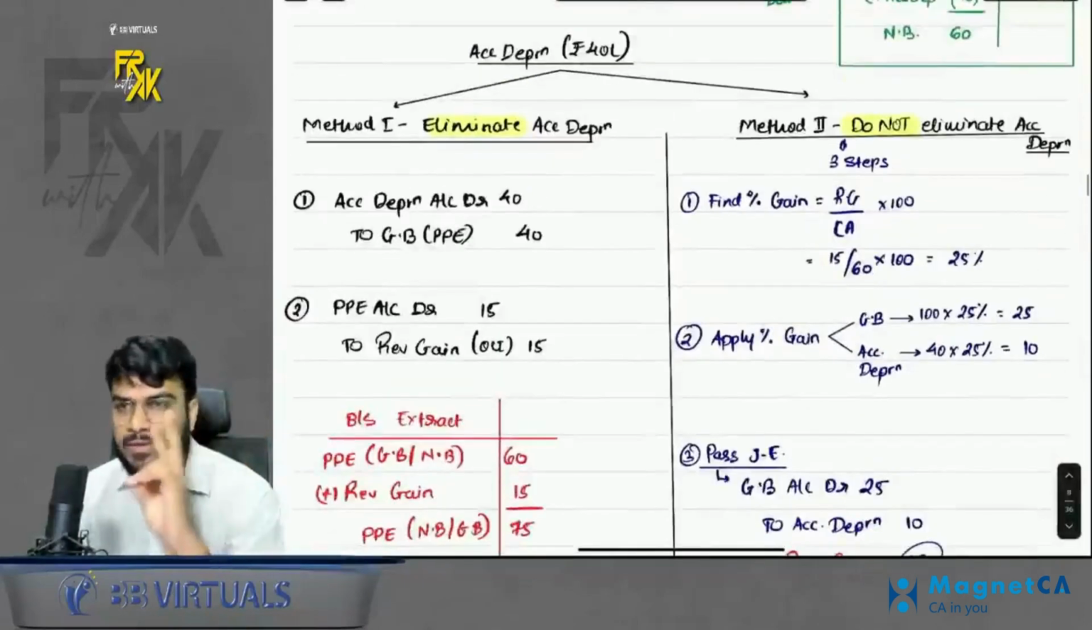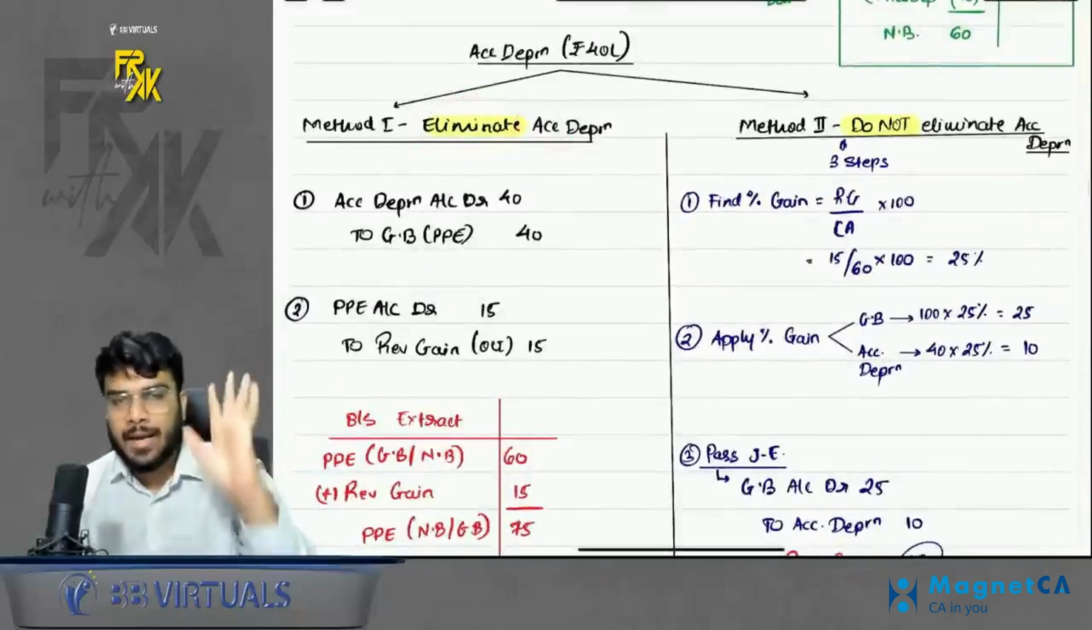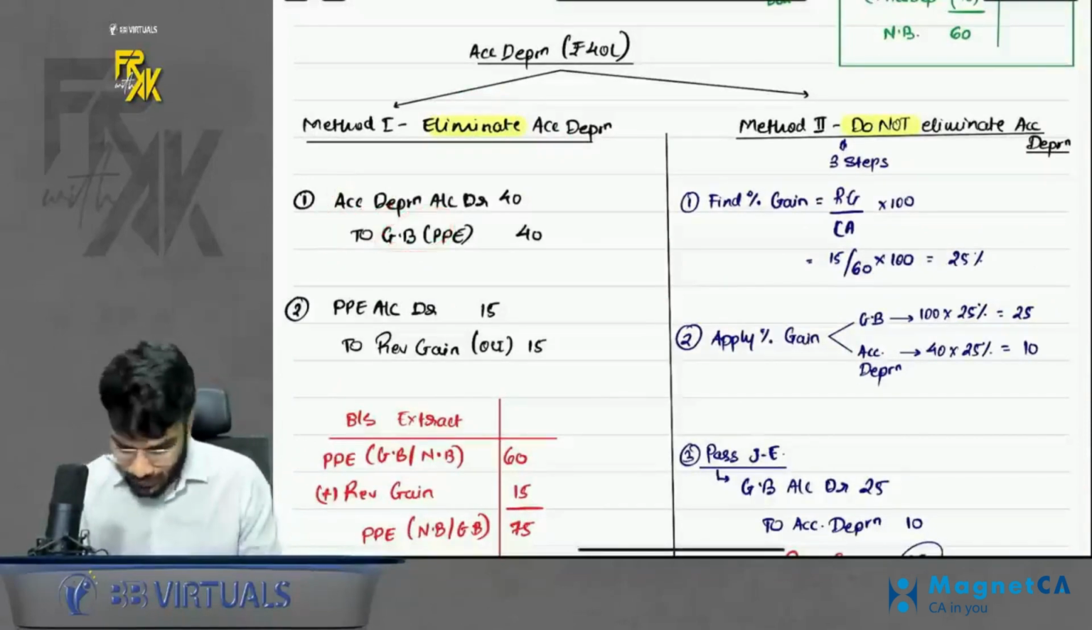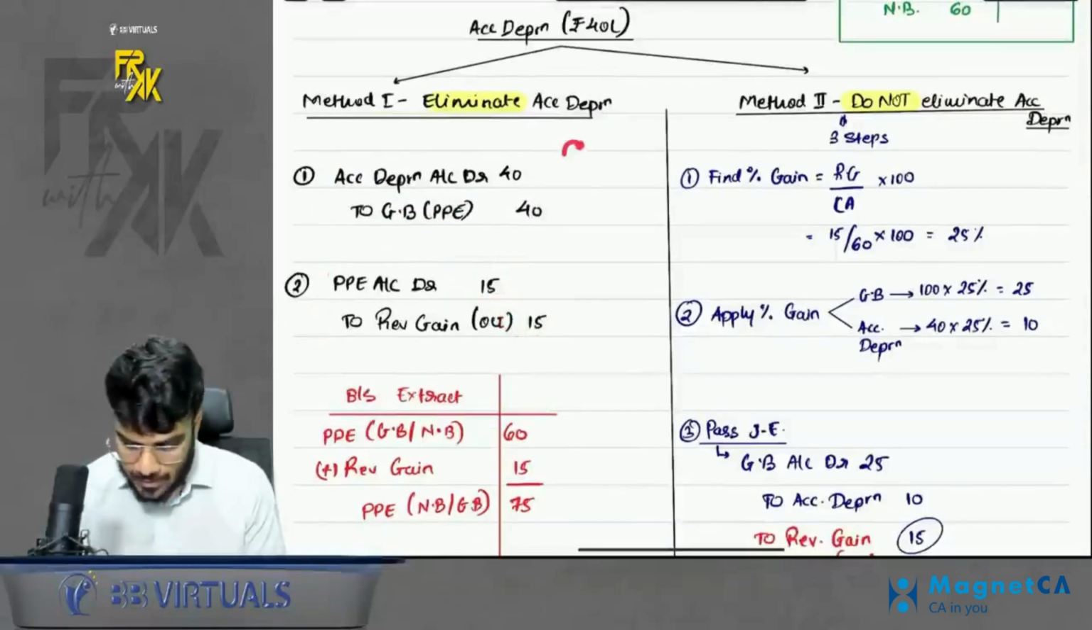So there are two methods which you can follow. One is eliminate the accumulated depreciation. Now how do we eliminate it? Eliminate it against the gross block. So we will pass the entry accumulated depreciation to gross block, right? And the second entry is of booking the gain, PPE to revaluation gain. This is the first method.